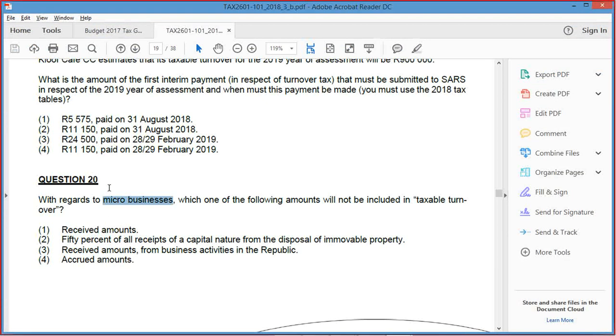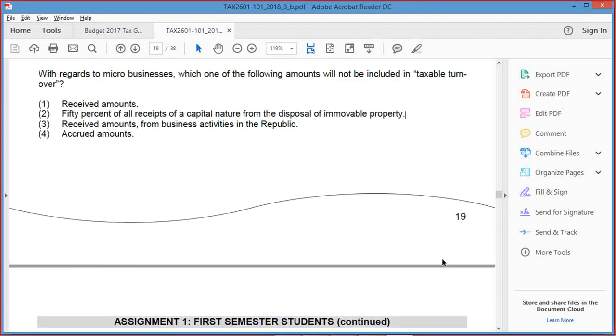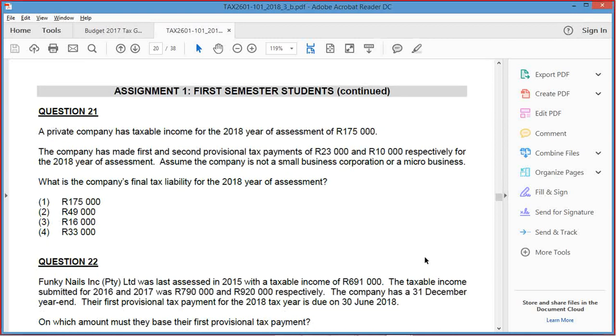Just to give the theory answer to this one, question 20's answer was option 2. This was looking at the 50% of all receipts of a capital nature from the disposal of immovable property, which will not be included in taxable turnover. So some things are included, some things aren't. It all depends. Yes, sir. Now, here's a company one.